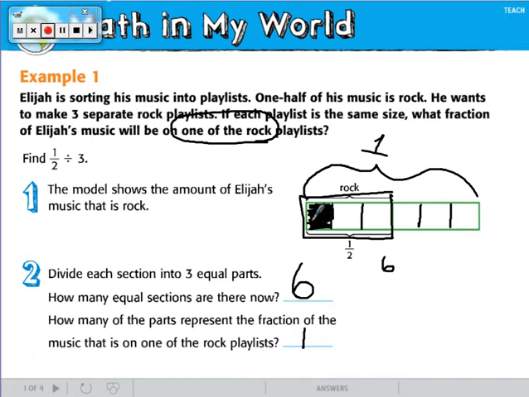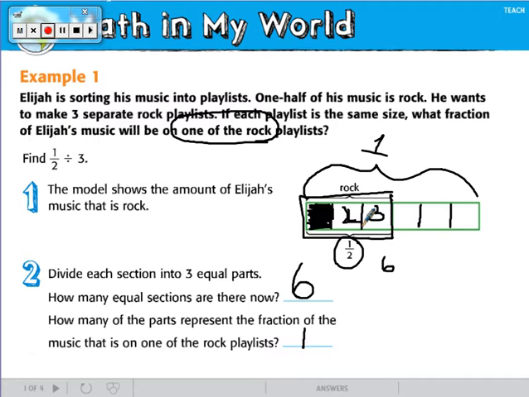Yes. Okay, so rock made up half of his music collection. The 1/2 represents how much rock is on his, let's say, iPod, or his iPhone. Half of his music is rock. So he made 3 rock playlists out of this. So here's 1 rock playlist. This is 2. This is 3. So there's all 3 rock playlists. Okay? That's why I had to divide that half into 3.